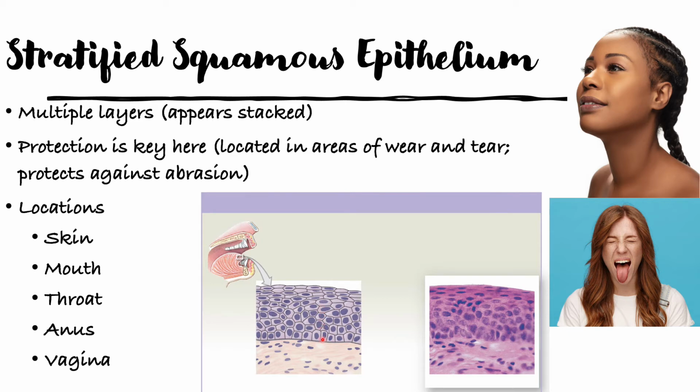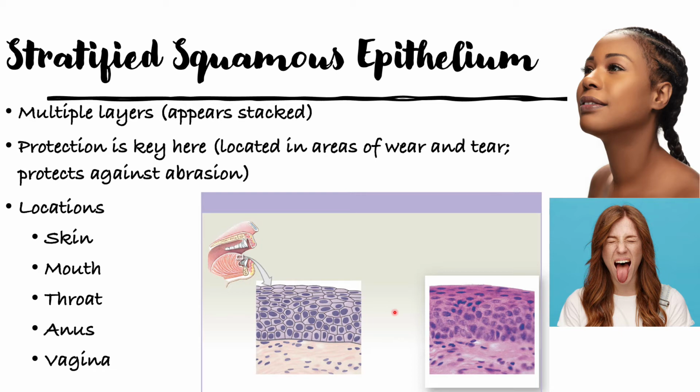And anytime you see stratification, protection is key here. You're going to see it in areas of wear and tear, in areas that are prone to abrasion. So this is the epithelial tissue that's going to be found on your external skin. Our external skin should be able to battle every sort of environmental thing, or even stuff spilling on you, so you should have that layer. And you'll also see it in your tongue, in your mouth area.